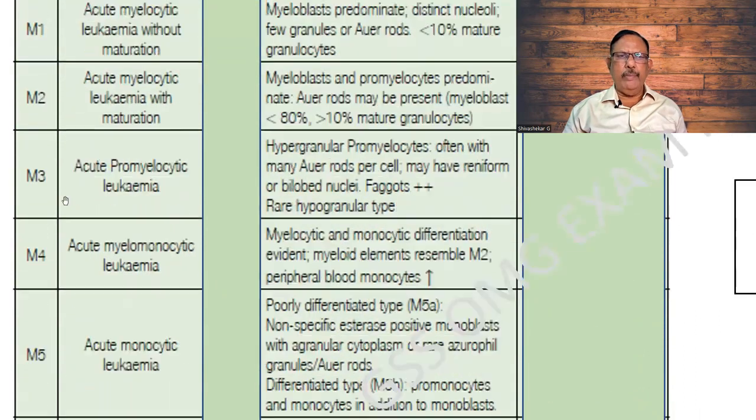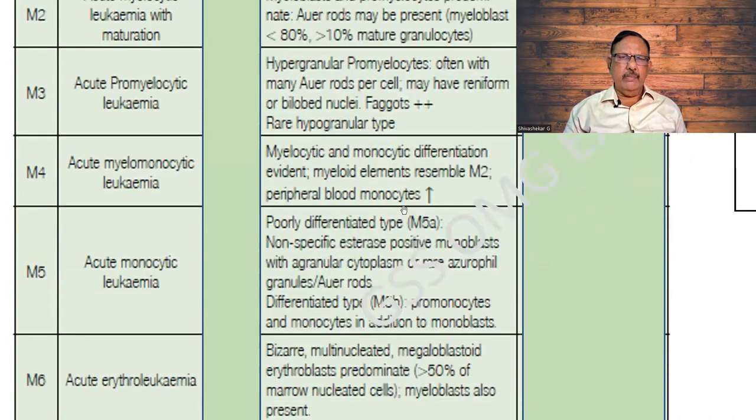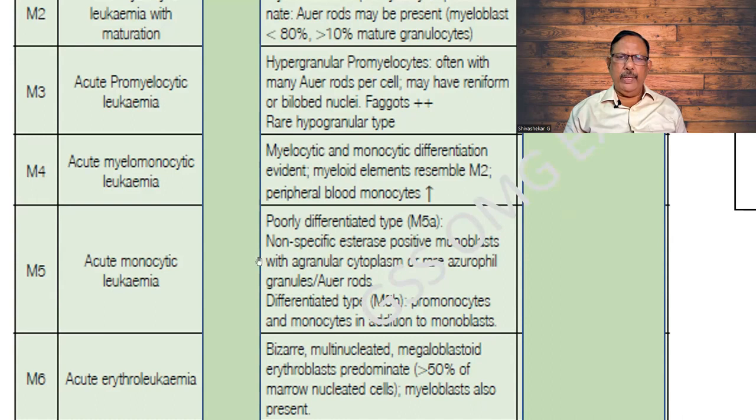Third one is M3 leukemia or acute promyelocytic leukemia. It is hypergranular, and as the name denotes, a lot of promyelocytes. They have many Auer rods. Sometimes they can be in bundles, and the cells are called faggots. Rarely there is a variant called hypogranular. M4, myelomonocytic. So sequentially, there is a myeloblast, myelocytic without maturation, promyelocytic, then myelomonocytic. You find that both myelocytes and monocytes will be there. Otherwise, it resembles the M5.